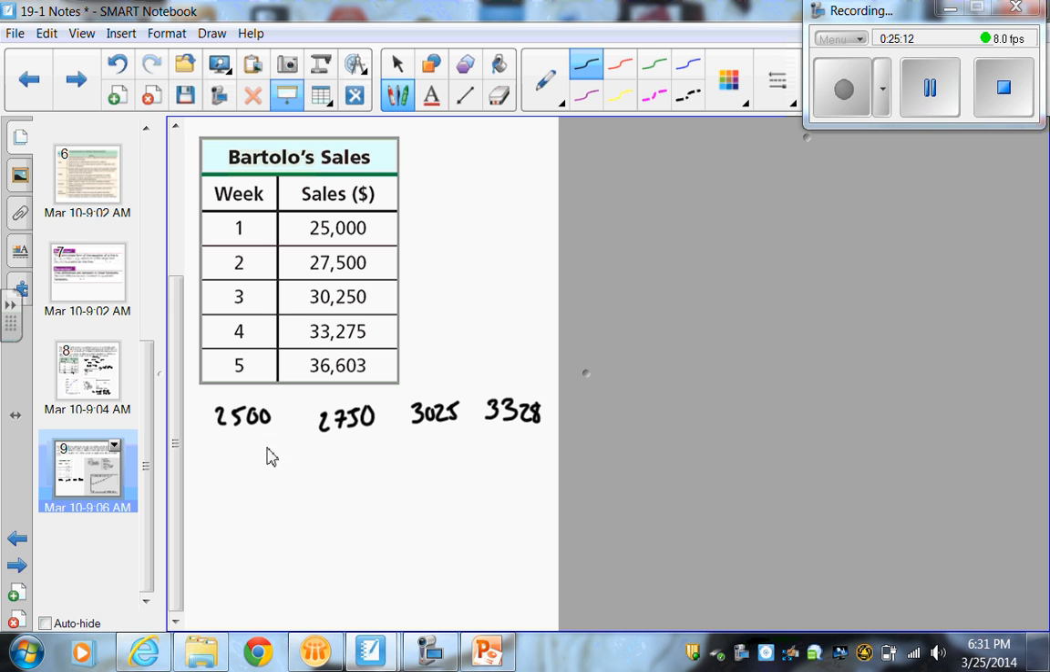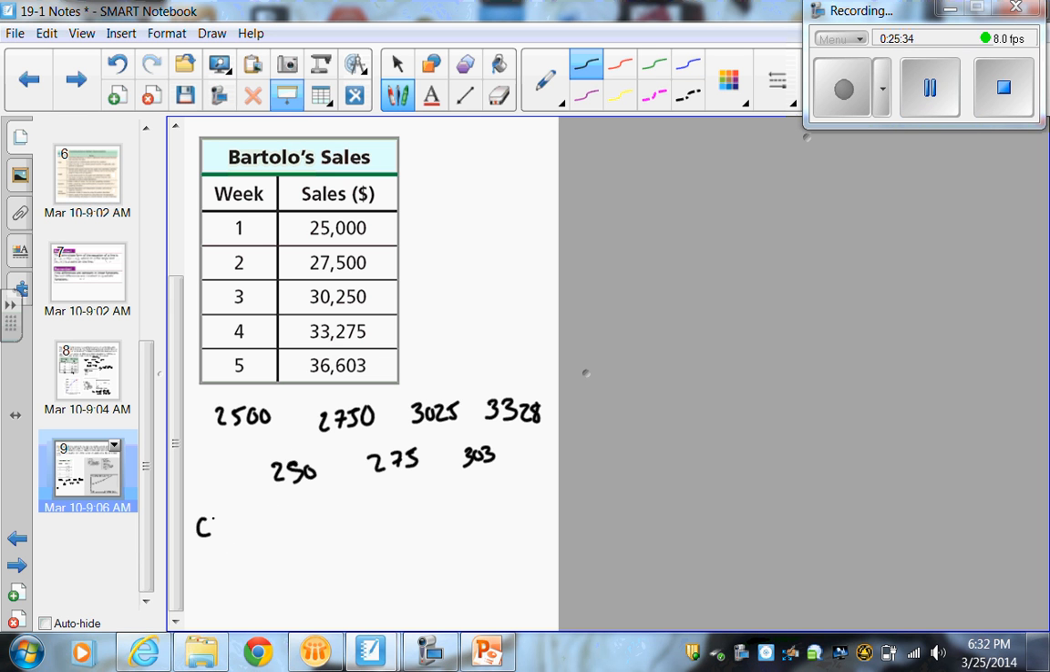So my second difference, if I subtract these two, would give me 250. Then I get 275. And then I get 303. So it's not quadratic either. So next thing we're going to do is try exponential. So for exponential, you want to see if there's a common ratio.